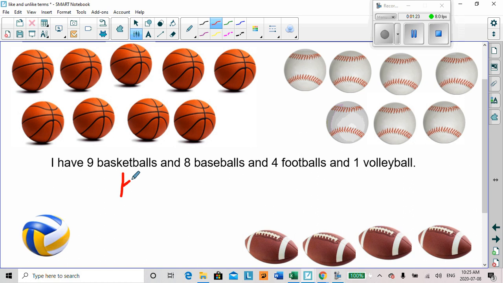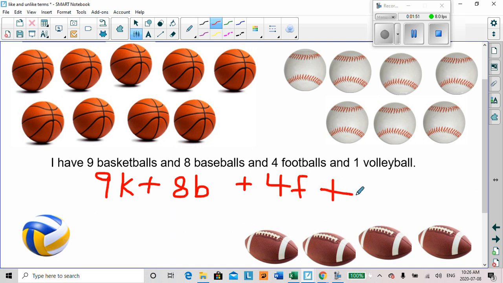So I might use K to represent the basketballs. So I have 9 basketballs. I'm going to use a plus sign for and. I'm going to use a B for baseballs. And I have 8 baseballs. And 4, I'm going to use an F for footballs. And 1 volleyball. So I just changed that English into a math expression.